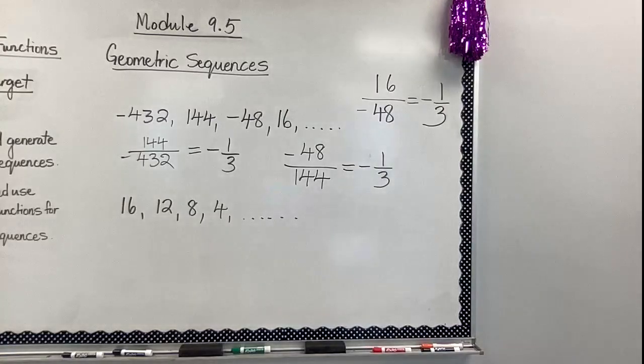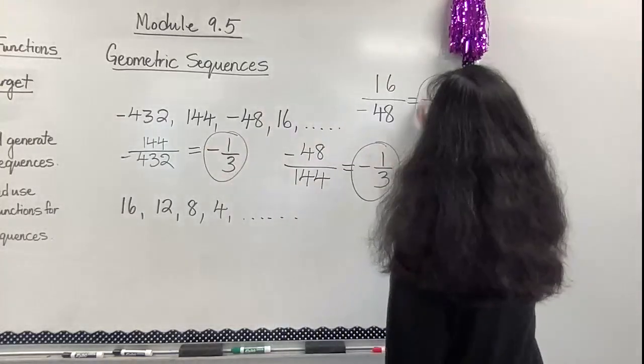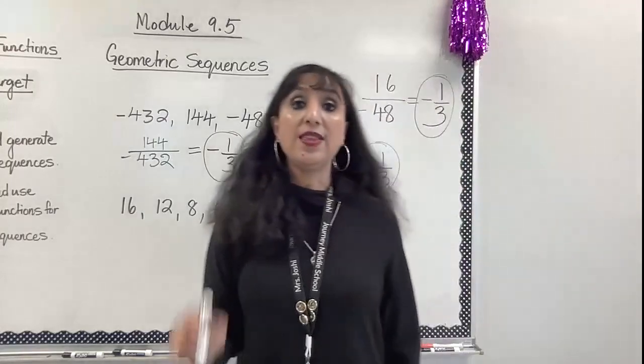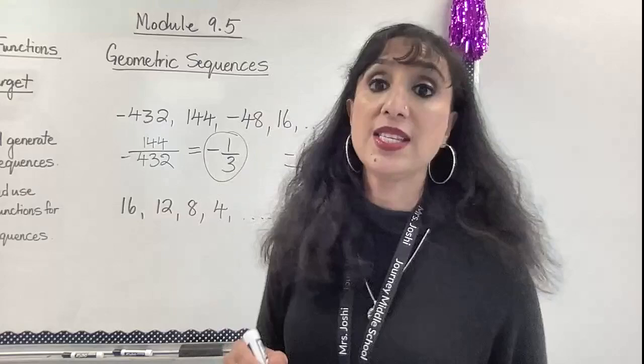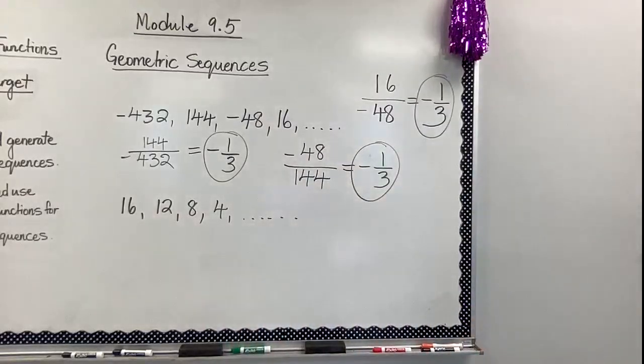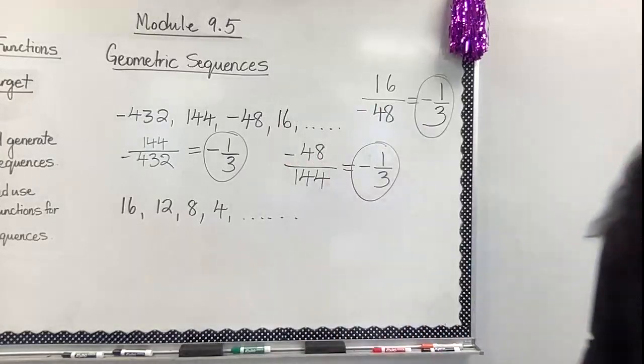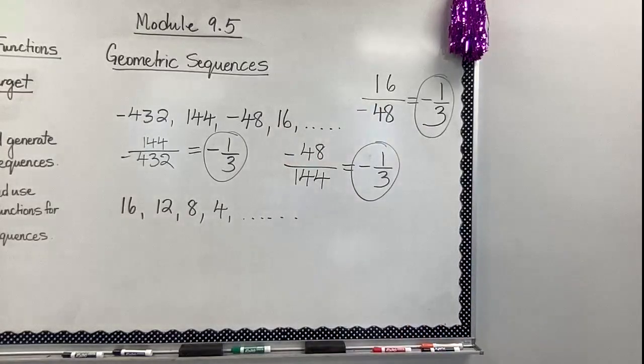Since the ratio is the same for all of the terms, which is negative 1/3, this is a geometric sequence. As you can see, the ratio is exactly the same for all of them. Let's look at the next one. Determine whether the sequence 16, 12, 8, and 4 is geometric, and then we can explain this.